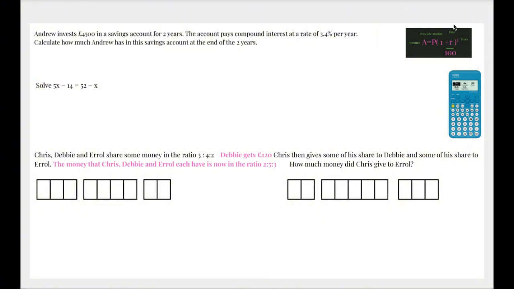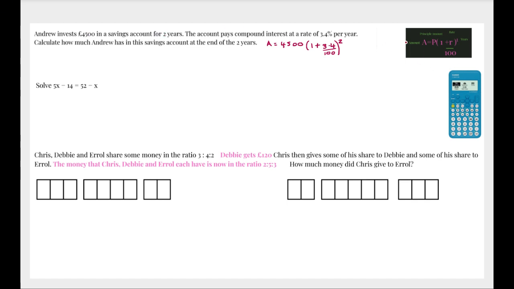So we're going to use this formula that I've put here. So the amount, we don't know what that is yet. That's our question. So we pop that there. That's the unknown. Principal amount is 4,500. And we're going to pop it up round 1 plus rate, which is 3.4. We're going to divide by 100, so we get our decimal, and our years here is 2.